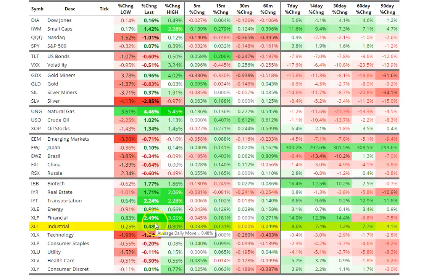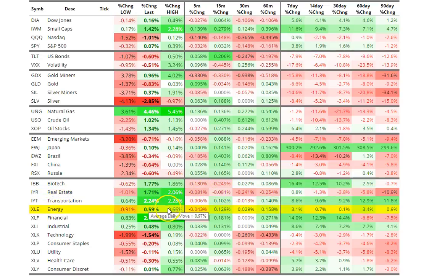Down here, transportation and financial: ever since the recent presidential election, there have been big moves in finance and transportation, so those two are really highlighted. And also up here, it looks like natural gas had a very good day. So that's the idea of this section, that you can see at a glance which sectors and industries are doing the best right now.